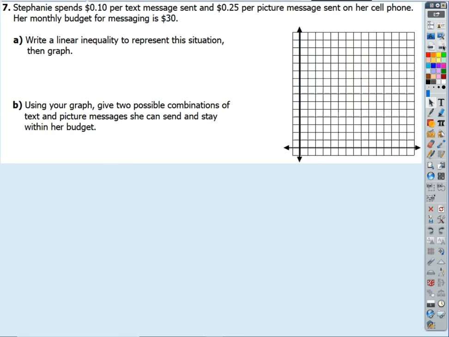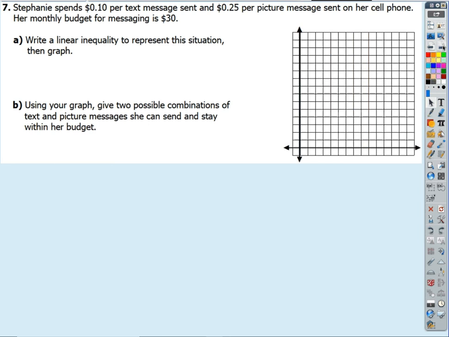So we're supposed to write a linear inequality to represent the situation, right? What's the gist of this question? If she's got a budget, we want to know how she is going to stay in her budget, right? Staying in her budget just means she can't spend more than $30 on her cell phone plan. So the cost of her cell phone plan is going to depend on what? What are the unknowns that we're not given here that we need to include?